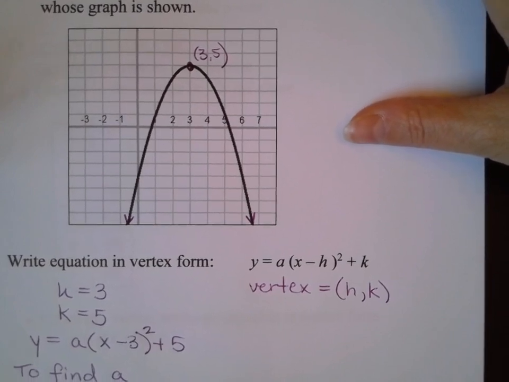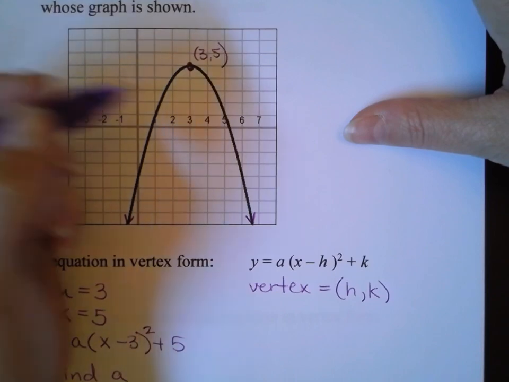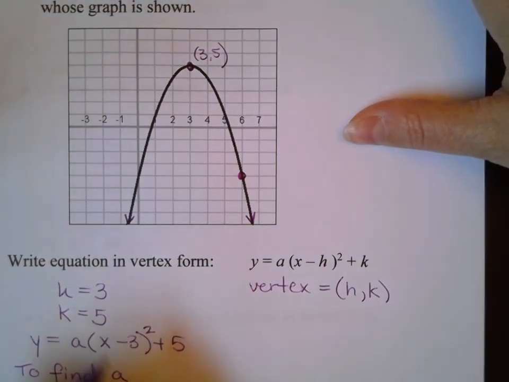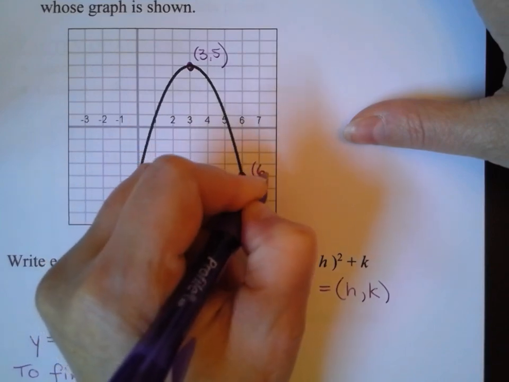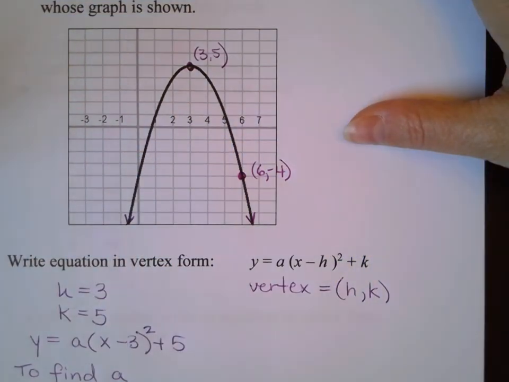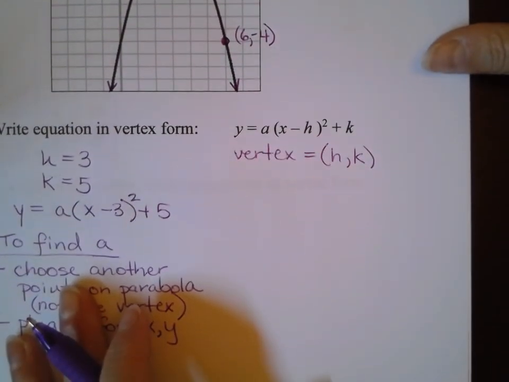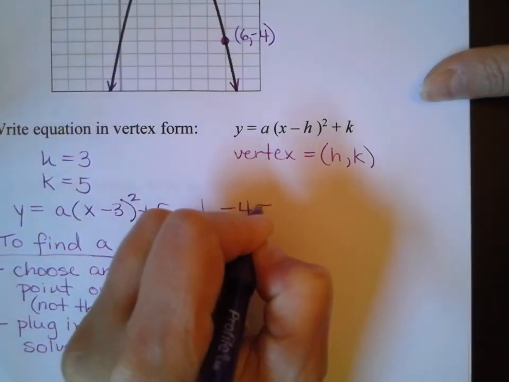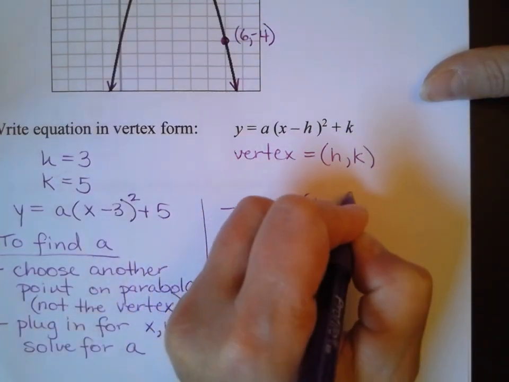Now, it doesn't really matter which point we choose. A point that we can easily tell is on the axis would probably be good. Here's a point right here. We'll try to use this one. So this would be the point (6, -4). Let's plug in the value 6 for x and -4 for y, right over here. We're leaving a as a variable because that's what we're trying to solve for.